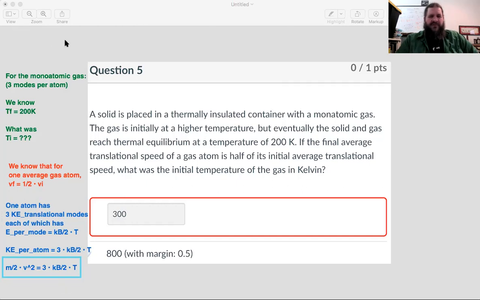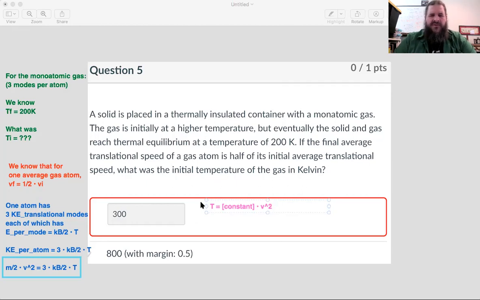So if we were to solve for speed here, or solve for temperature, because temperature is really what we care about, you're just going to get temperature equals a constant times speed squared. And we could actually find what that constant is by multiplying both sides by 2/3 kB. But we don't actually need to know that constant here. We just need to know how temperature and speed are related. And specifically, temperature is a constant times speed squared.